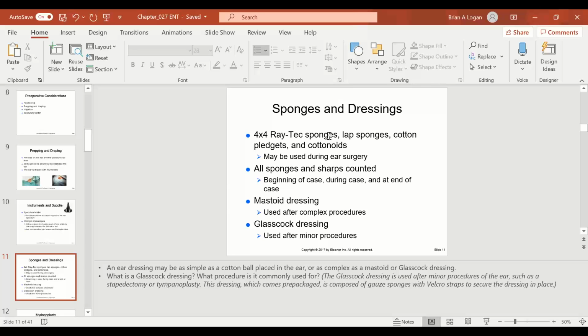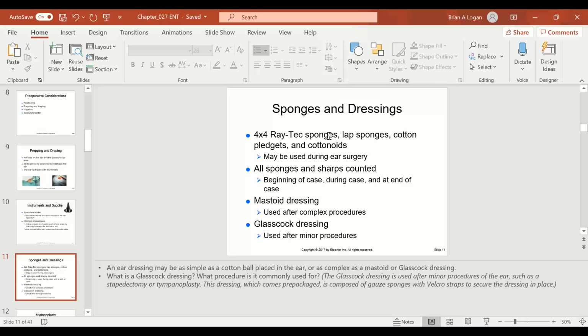For these, there's no instrument count because we're never entering into a cavity. Right? We may be entering like the nasal cavity, but nothing that is so big and deep that we're going to lose something in it. So we still do our sharps and sponge count, but that's about it.